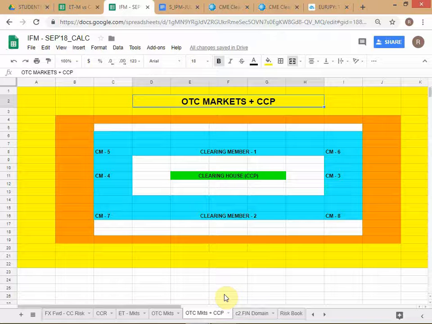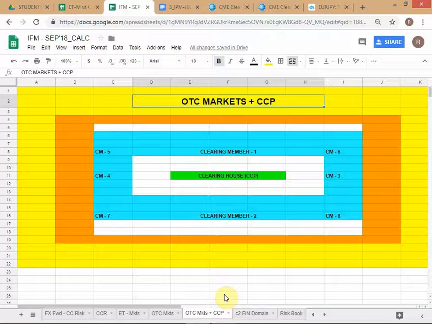a CCP. So this CCP will be imposed in the middle of the OTC market, and all of you who are trading in these kinds of transactions, like interest rate swaps, plain vanilla, standardized interest rate swaps, I want you to make sure that you trade through a clearing house. All these transactions have to go through a clearing house. So this is a new regulatory requirement.